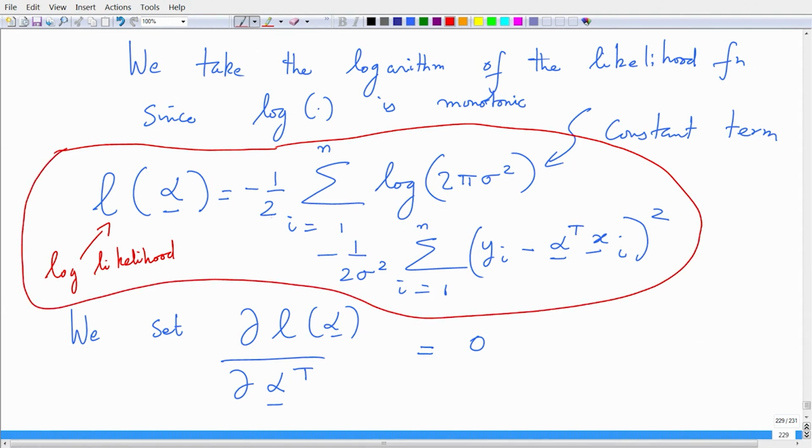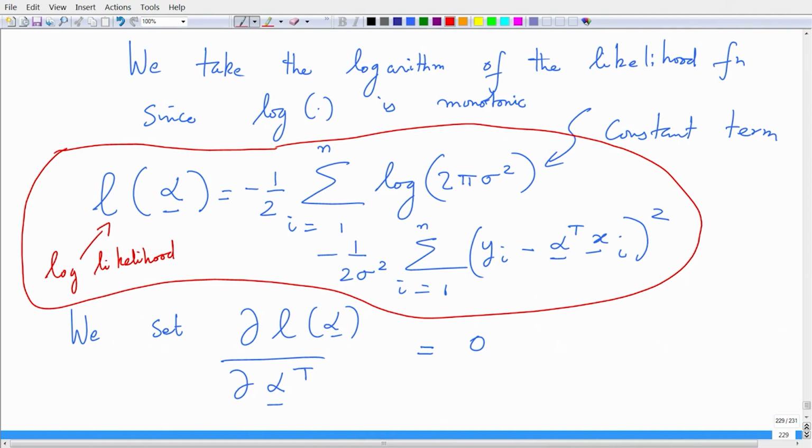Observe that minus 1/2 summation i equals 1 to n log of 2 pi sigma square is a constant term, and we can ignore this when we have to maximize the log likelihood function, and the remaining term comprises of this vector alpha, which is the unknown which we will have to estimate given our yi and the vector xi. Now, what we do is we set dl alpha upon d alpha transpose to be equal to 0, and then we solve for this.